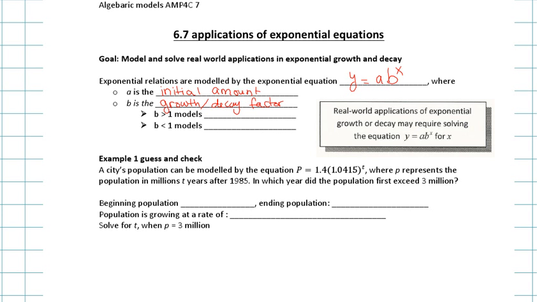So if b is greater than 1, then we will have growth. So it models growth. And if b is between 0 and 1, I should say here, so it's between 0 and 1, then it models decay. 0 point something.